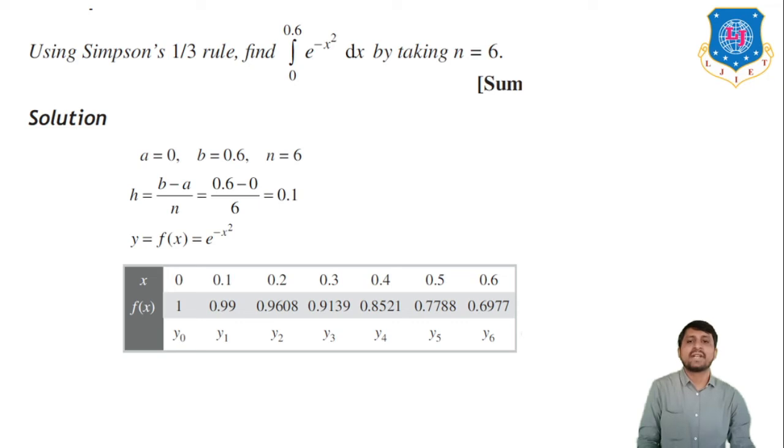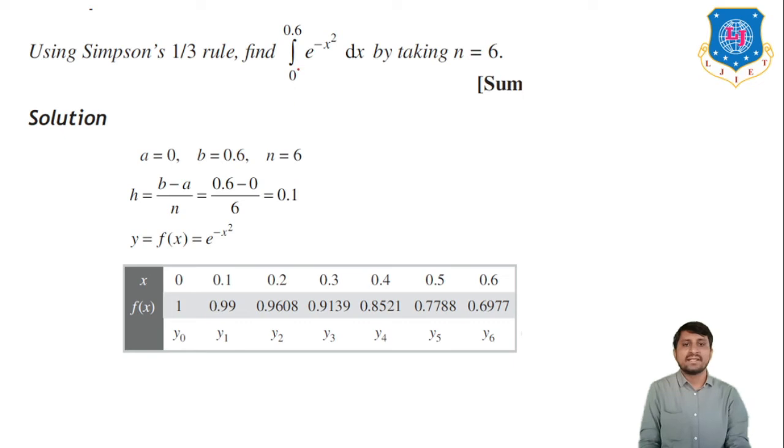Let's try one more example using Simpson's 1/3 rule. Find the integration from 0 to 0.6 of e raised to minus x square. Here you can see that this function is quite tricky. You cannot find the integration directly for e raised to minus x square. It's very difficult, so for functions that are tricky, or where integration is very difficult, we mostly use numerical methods.